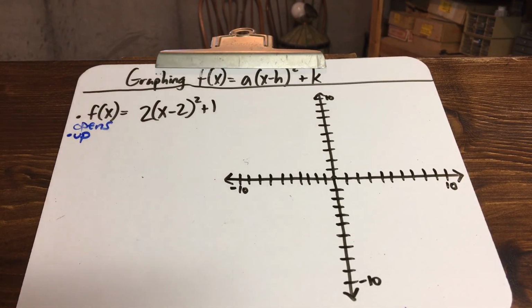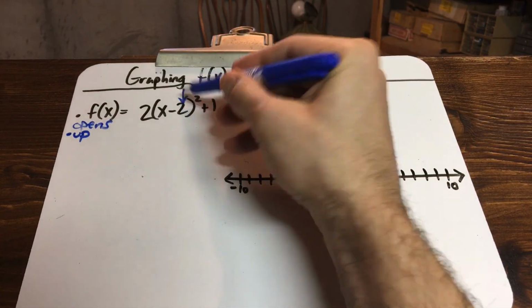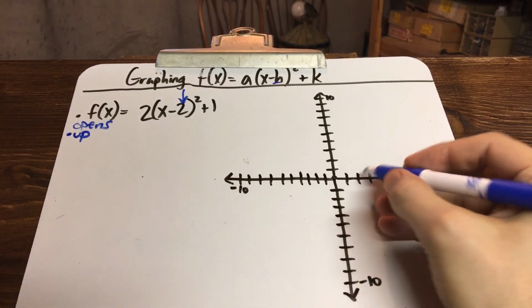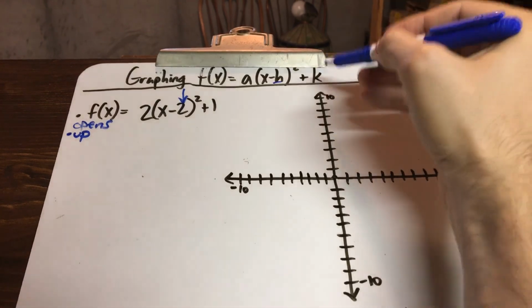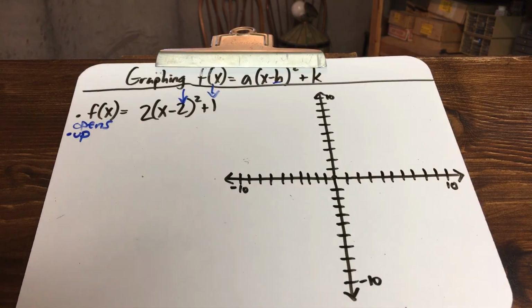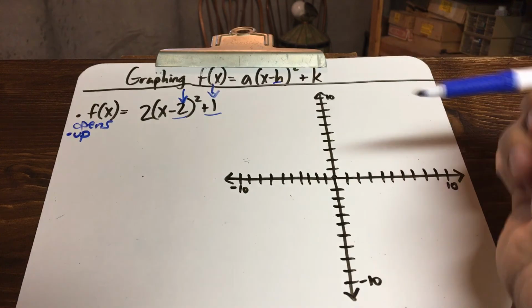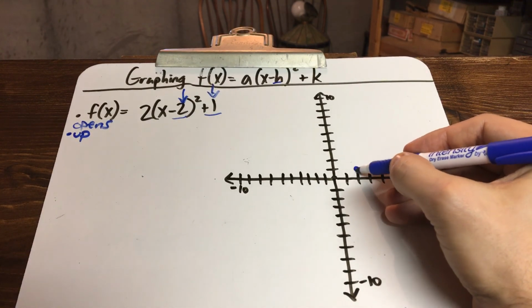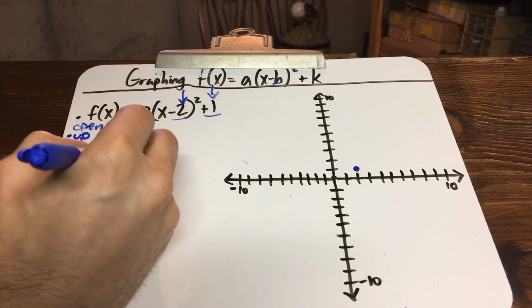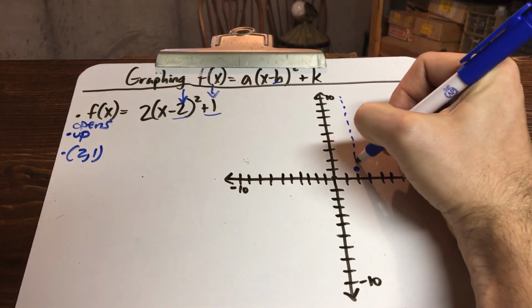I also know that this letter H right here tells me something. Minus 2 actually means 2 to the right. So I'm going to be sitting over here, 2 to the right. But now my letter K is going to tell me how many to go up or down. This means up 1. 2 to the right, up 1, right here. So I've got my vertex at (2, 1).